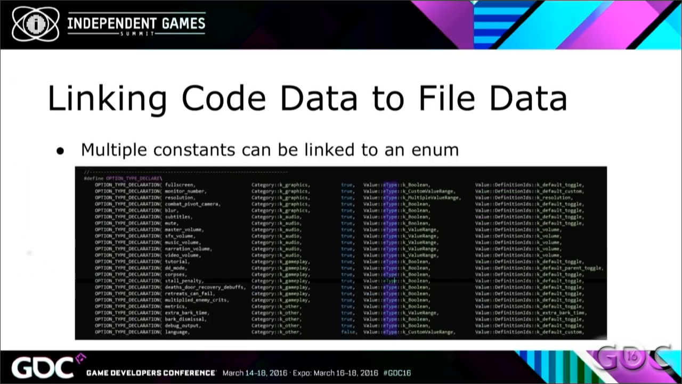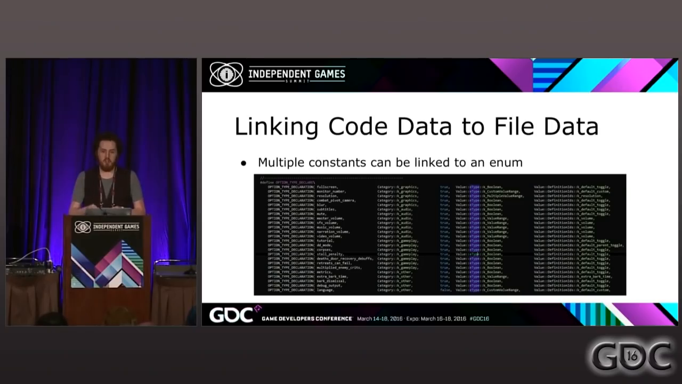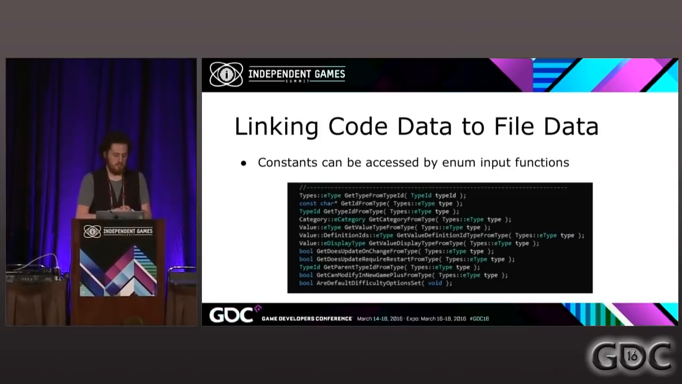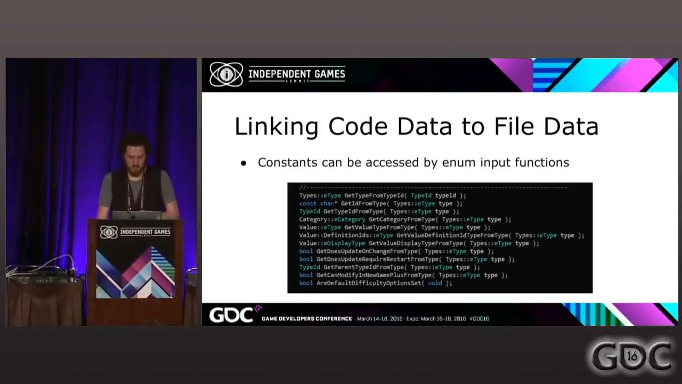We use that for our options in the game. So each option in the game could have multiple constants linked to it. That only mattered in code. So stuff like how exactly a graphics option would work and whether that would require a reset was a code decision, so the data would be kept in code. And then we'd access those through functions that took enums in. So we'd always know that we'd have the data associated with it because that's how you declare the data, and we'd access them through different functions to grab that.